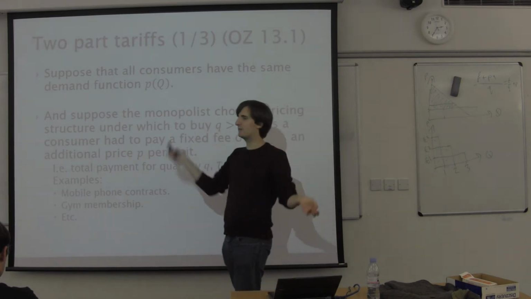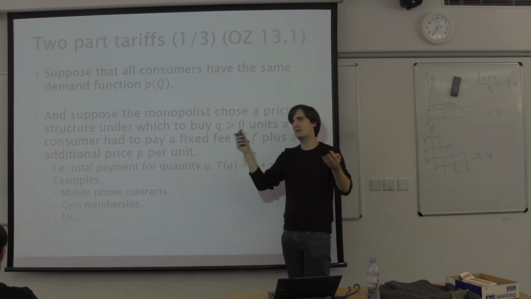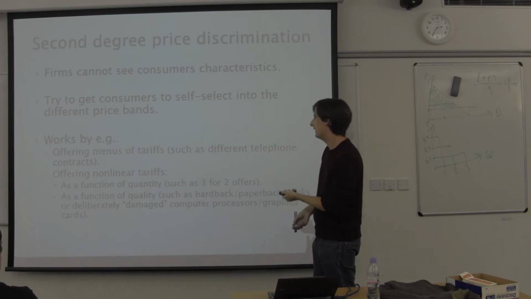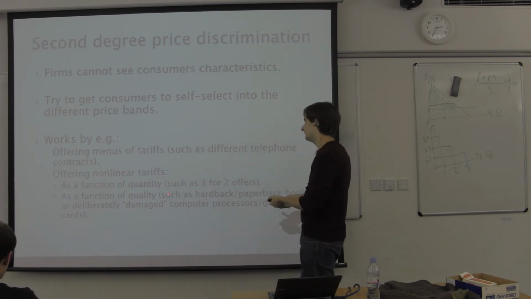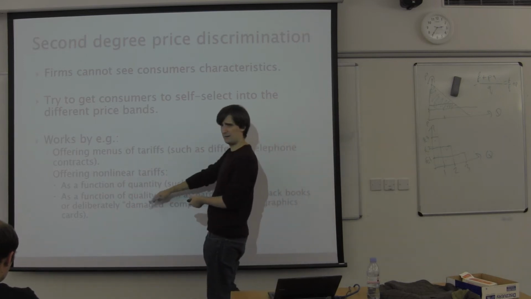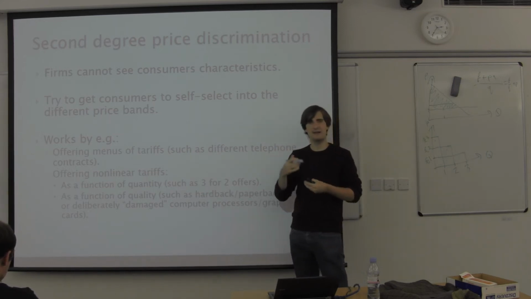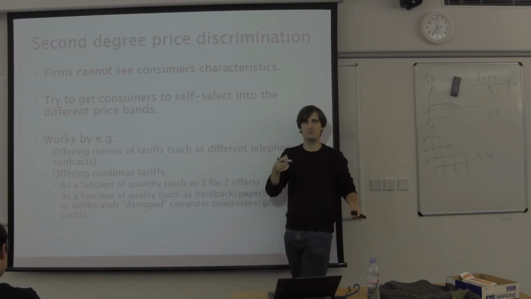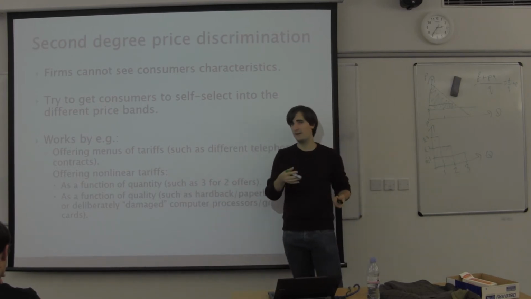If you buy 1,000 units of a good, then you don't worry too much about that fixed cost you have to pay, because divided by 1,000 units, that doesn't matter too much. So there are lots of these non-linear tariffs in reality, like buy 2 get 1 free, or tariffs that are functions of quality as well. So rather than being a function of quantity, you can have a tariff that charges people who want high quality products a lot more than people who want low quality products. So hardback books tend to be priced a lot higher than softback books.